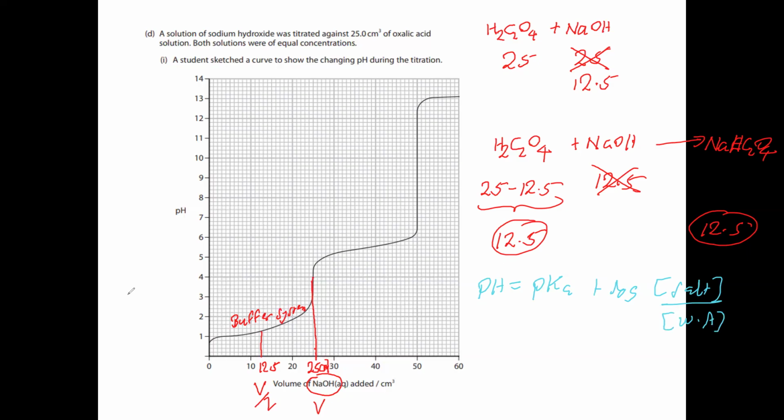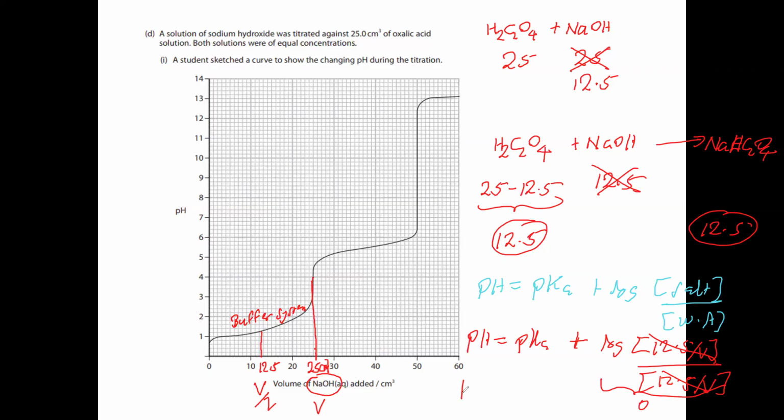So if I put in hypothetical numbers, pH equals pKa plus log salt. Since both are in the same volume, salt concentration is 12.5 divided by whatever the volume, and weak acid concentration is also 12.5 divided by whatever the volume. They will cancel out, so it's log 1. If you type log 1 in the calculator, it is 0. So at this half neutralization point, pH equals pKa.